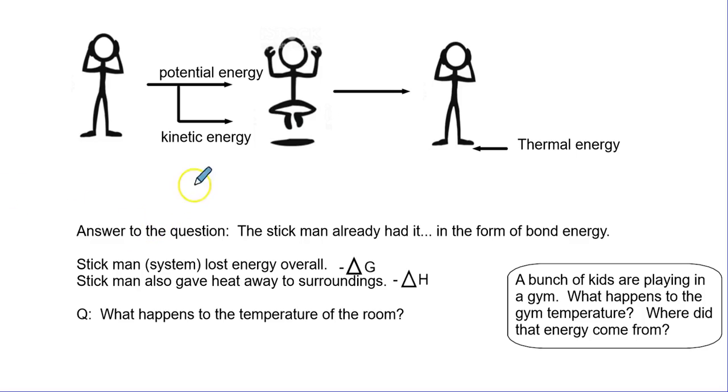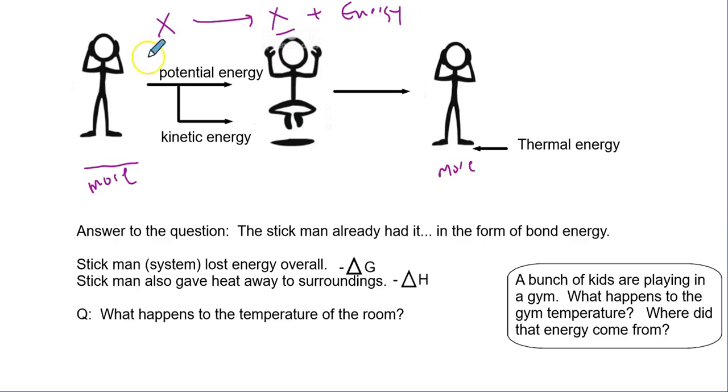So in this situation, again, as he comes back down, now answer the question. The Stickman already had it in the form of bond energy. Stickman system, okay, he's a system, lost energy overall, delta G is negative. So he had the energy, and now he doesn't have the energy. So technically, this guy here has more energy than the same guy over here. Keep in mind, this is like a chemical reaction. This could be X going to X. This is before, this is after, plus energy. He just has less energy here than he does here.